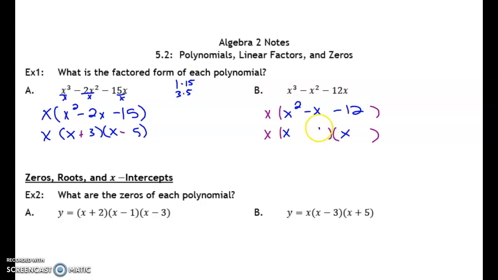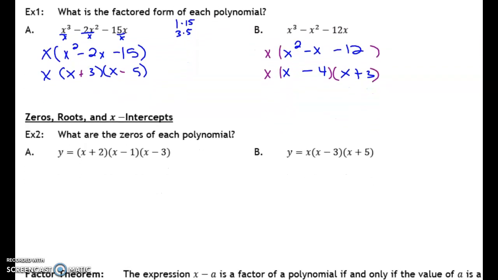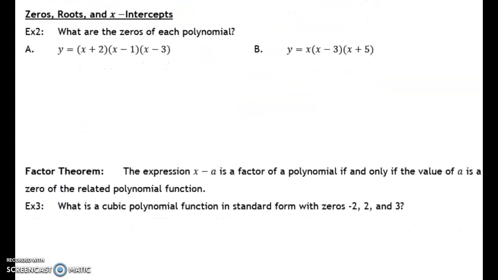All right, multiply to be 12 would be 4 and 3. Bigger one's got to be the negative. So our factors are x times x minus 4 times x plus 3. Now example 2, we're going to take these a step further. What are the zeros of each polynomial?